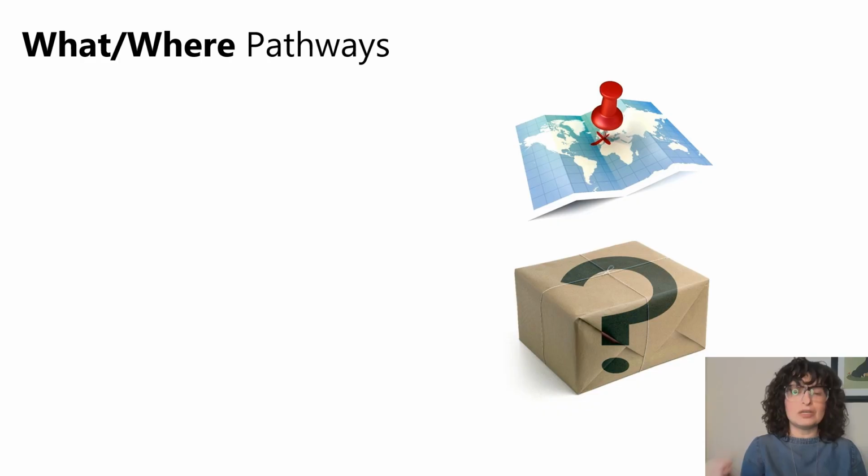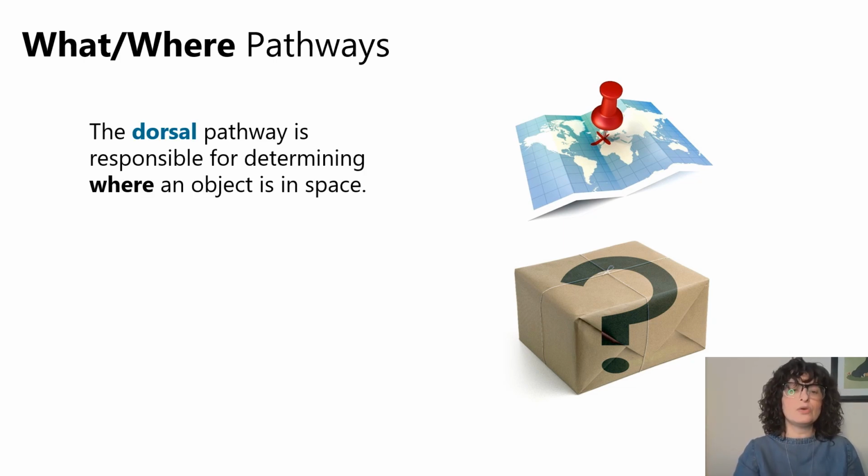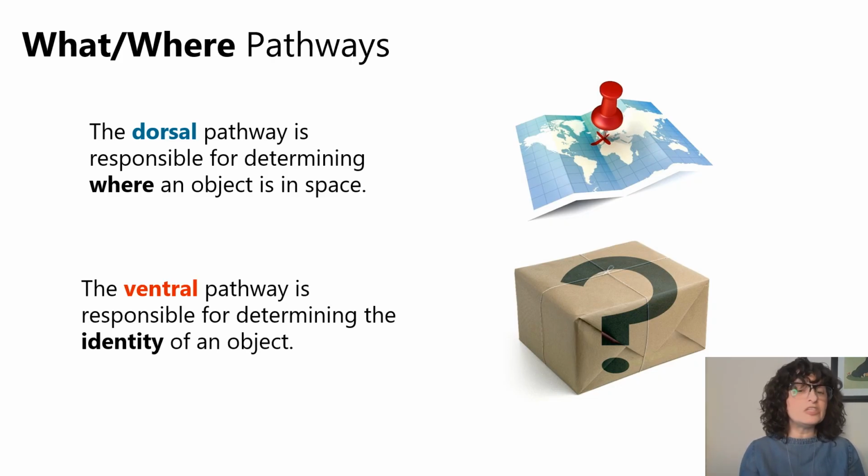This led to Ungerleider and Mishkin proposing these both functionally and anatomically distinct pathways, the what-where pathways. So the dorsal pathway is the where pathway. This is responsible for determining where objects are in space, whereas the ventral pathway is responsible for determining the identity of an object. This is the what pathway.